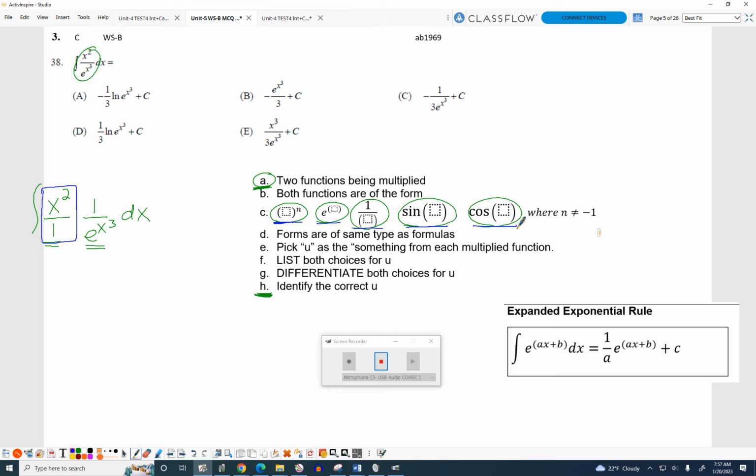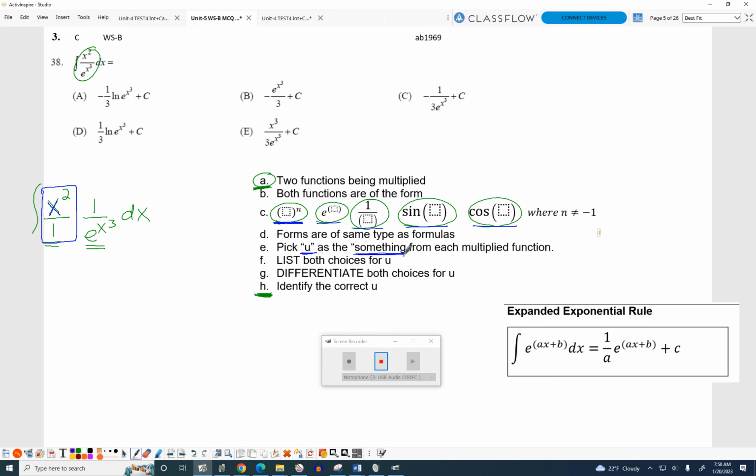Perfect, fits the first one. It is something to a number, 2 points for MJ. It is something to a number. The something in this case is an x. So that's a fit. Well, it says right here, we usually want to pick the u as the something.